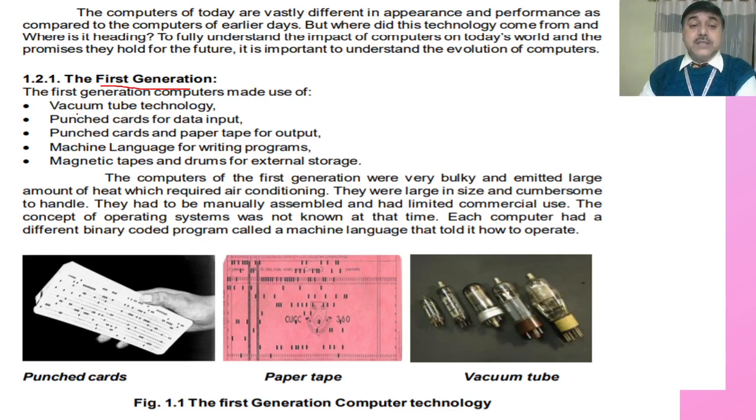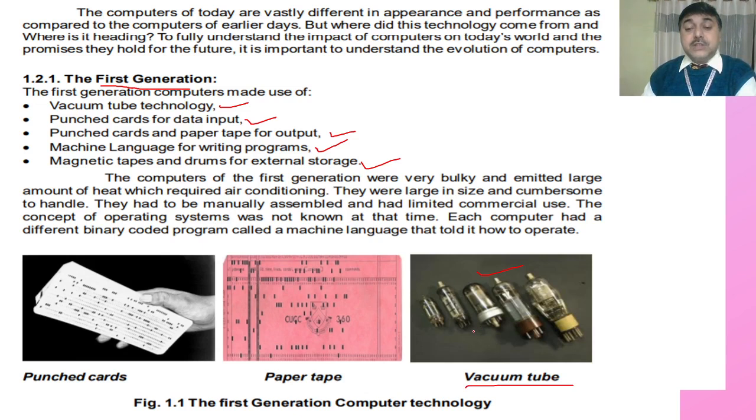What do we find in this generation? We use vacuum tube technology. We use punch cards for data input and punch card paper tape for output. Machine language is used for writing programs, and magnetic tapes are used for external storage. These are the vacuum tubes that are utilized in this generation to do the work.